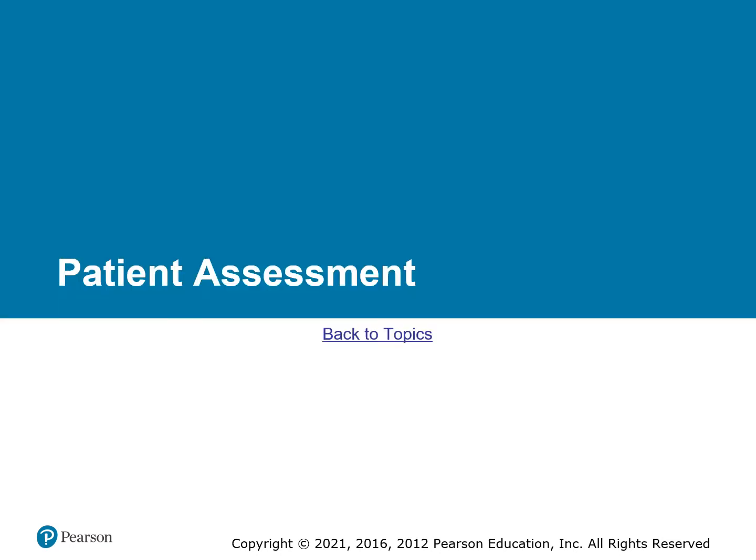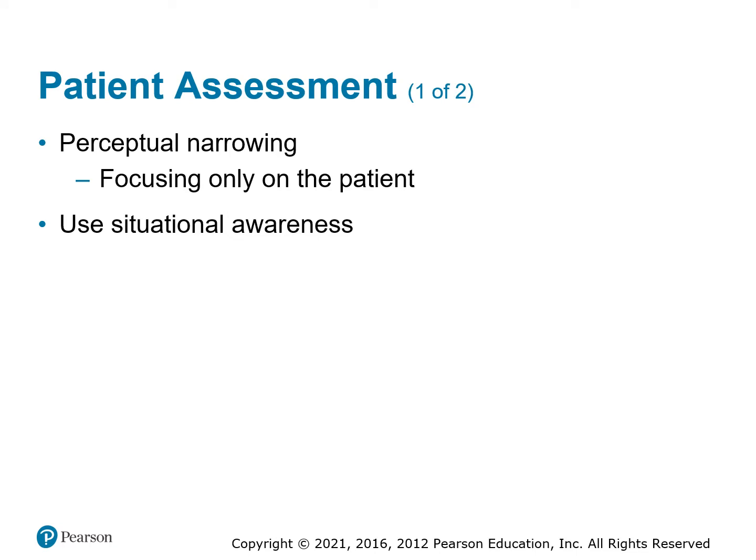So for your patient assessment, what we want to do is two levels here. We want to identify the cardiac arrest and try to figure out what's wrong that caused it, and then we need to be aware of what's going on around us to get more clues as to what's going on with the patient in general.